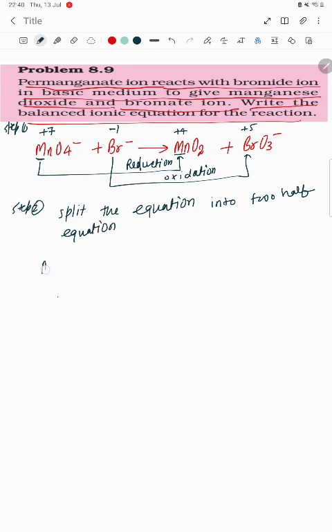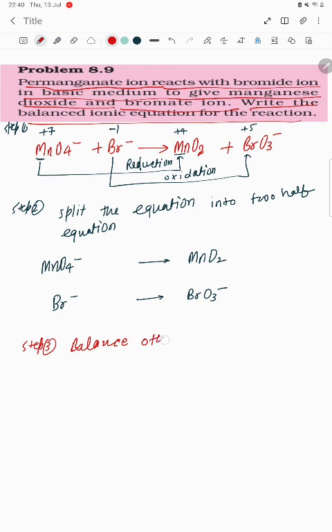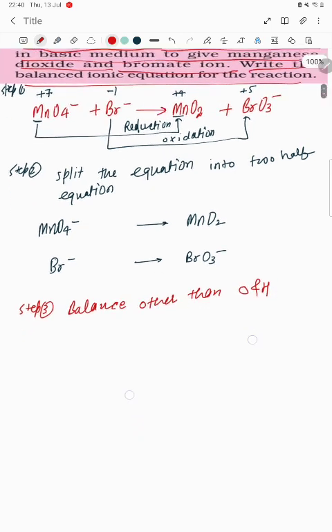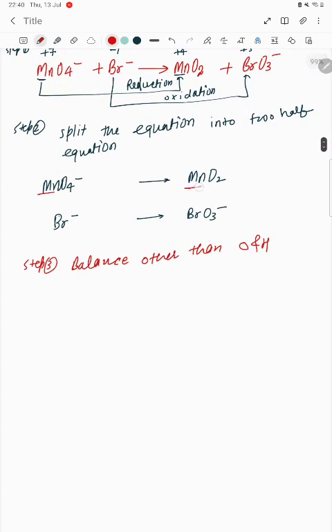So how can you split student? Very simply, here MnO4 minus is there, it is converting into what student? MnO2. Here Br minus is there student, BrO3 minus student. Here is the rule, step number 3 student. What is step number 3? Balance other than O and H, oxygen and hydrogen student. So you see Mn is 1, Mn is 1, Br is 1, Br is 1, so already balanced student.